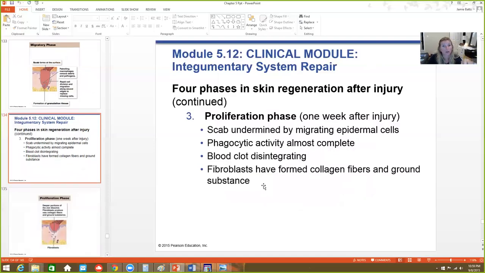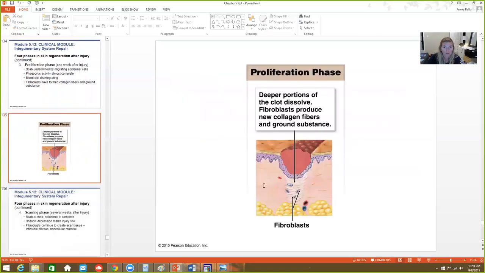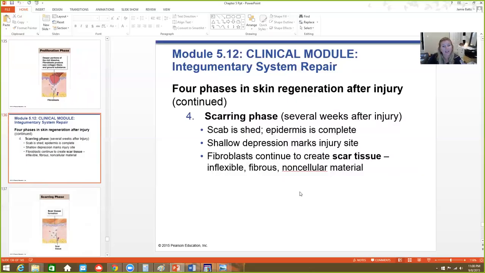Then you have a proliferation phase. During this proliferation phase, approximately 1 week from the injury, the scab is going to continue to grow. Phagocytic activity is continuing. The blood clots are going to start to disintegrate. Fibroblasts make all those collagen fibers, forming something called the ground substance. And here you see all those fibroblasts making the collagen, secreting the collagen like the web from Spider-Man, getting it all there. And then finally the scarring phase.